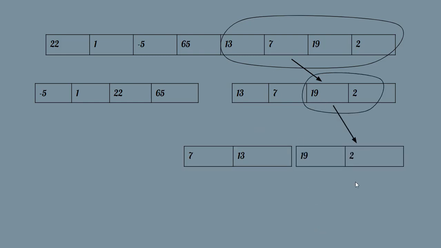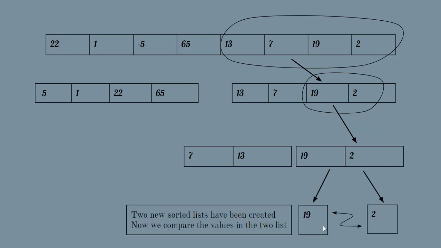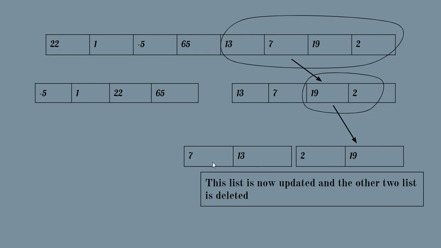Now we look at the right bit, which is 19 and 2, then we separated it further. Now we have sorted lists here, 19 being one and 2 being another. Now we compare the two lists, and we see that 2 is smaller than 19, so 2 comes forward. And now, as you can see from this, 7, 13 and 2, 19 now are to be compared, as we have two sorted lists now.